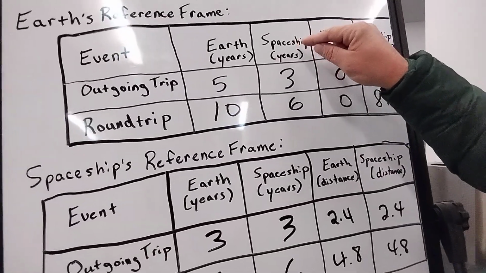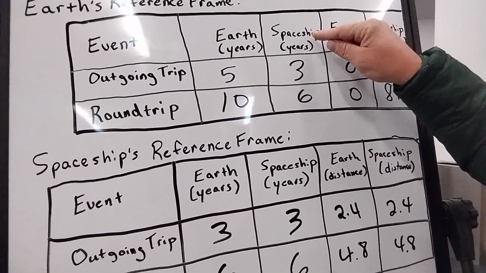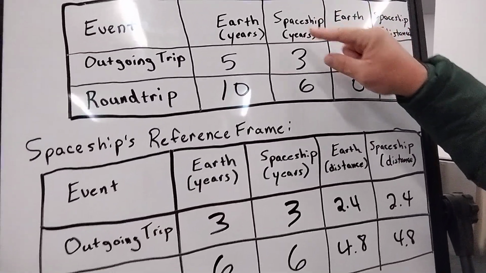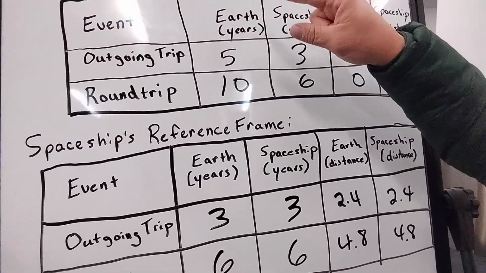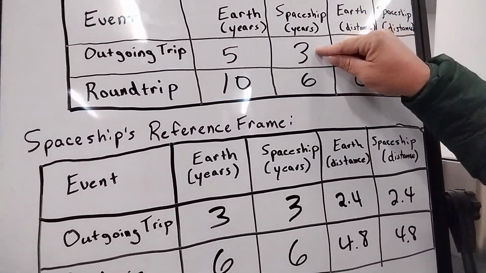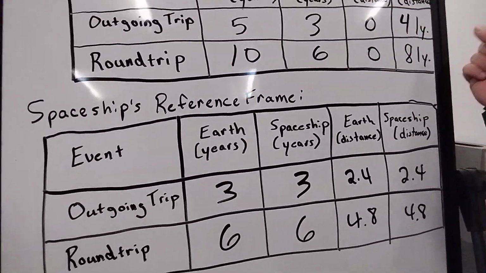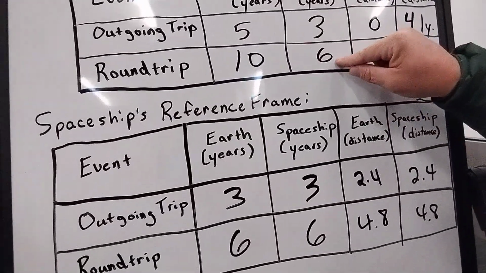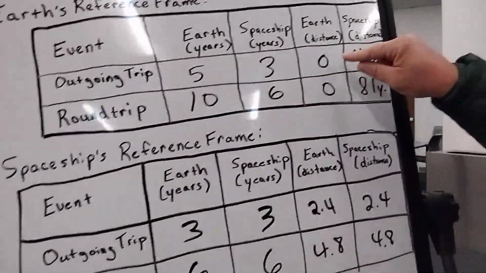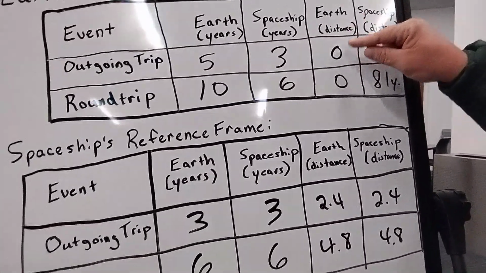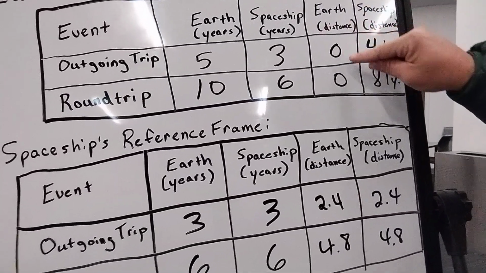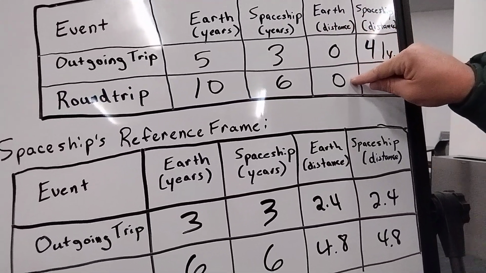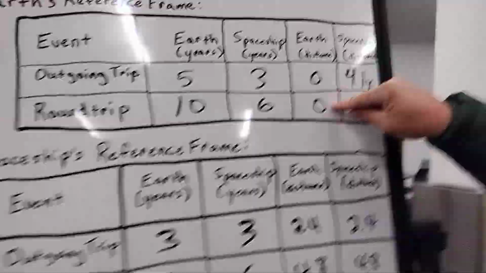Now this is the spaceship's years, as shown on his clock. So from the Earthbound reference frame, we see that his clock ticked 3 years going to the star and 3 years coming back, which gives you a total of 6 years. Now the distance, of course, this is the Earth's distance. The Earth didn't move, so it has 0 distance and 0 round trip distance.